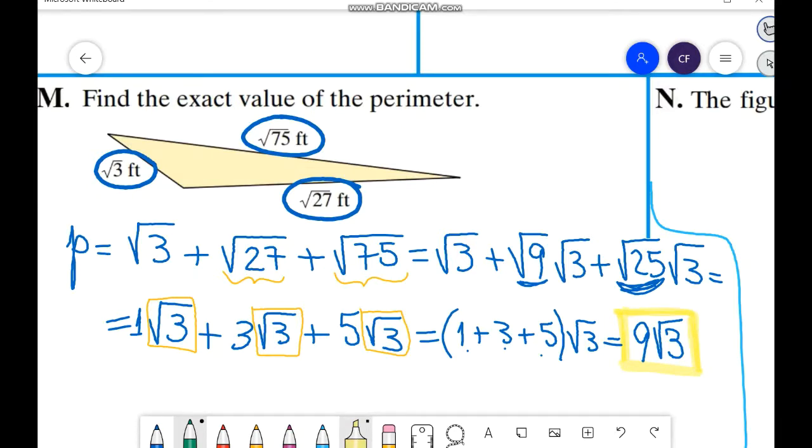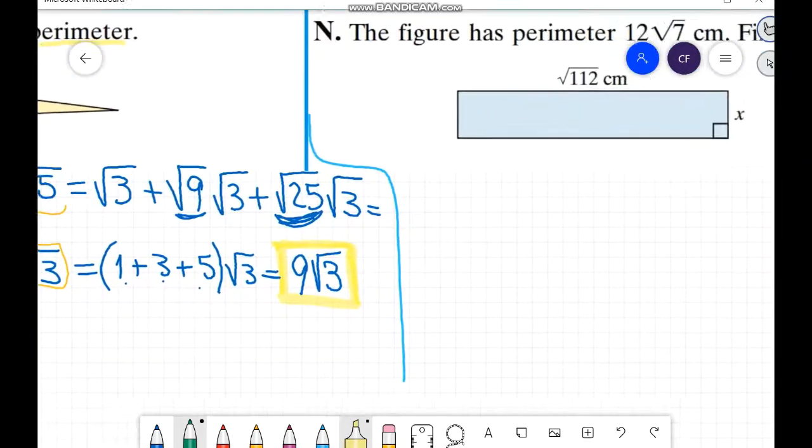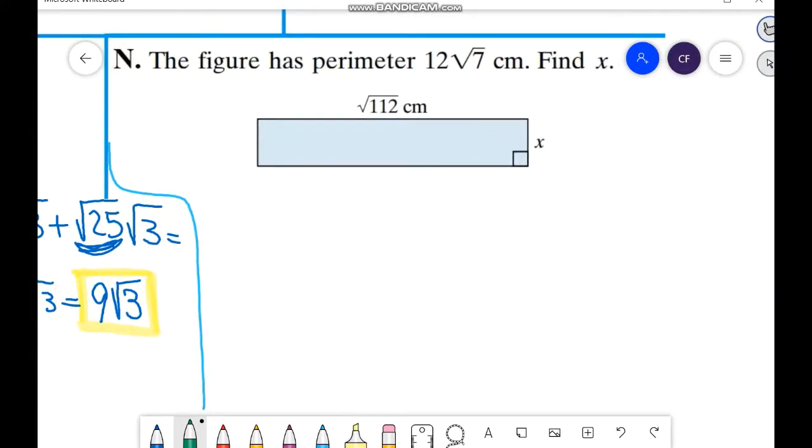All right. This is letter M. You just have to add all the sides to find the perimeter. Now let's check letter N. It's slightly different because the perimeter is given. You know the perimeter, so the perimeter is equal to 12 square root of 7.